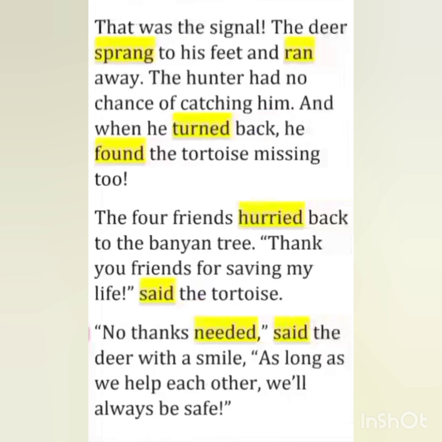Thank you, friends, for saving my life, said the tortoise. No thanks needed, said the deer with a smile. As long as we help each other, we will always be safe.